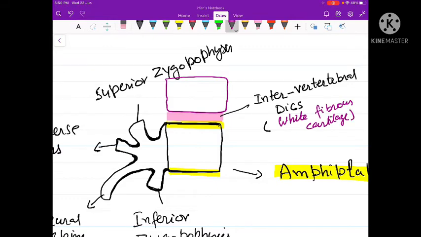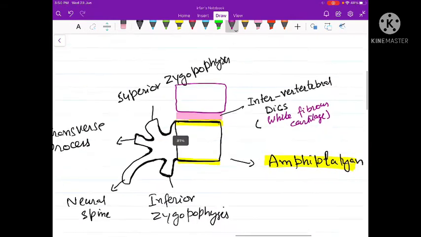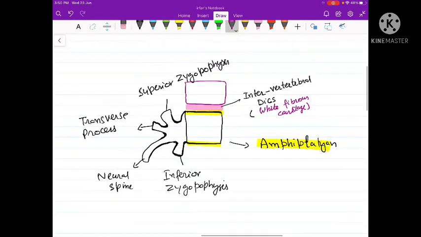cartilage, right? And the superior zygapophysis of one vertebra articulates with the inferior zygapophysis of another vertebra. For example, in this case, the inferior zygapophysis of the upper vertebra will articulate with the superior zygapophysis of the vertebra below it and form a type of joint called a gliding joint, a joint that we will discuss in the joints video of this lecture series.